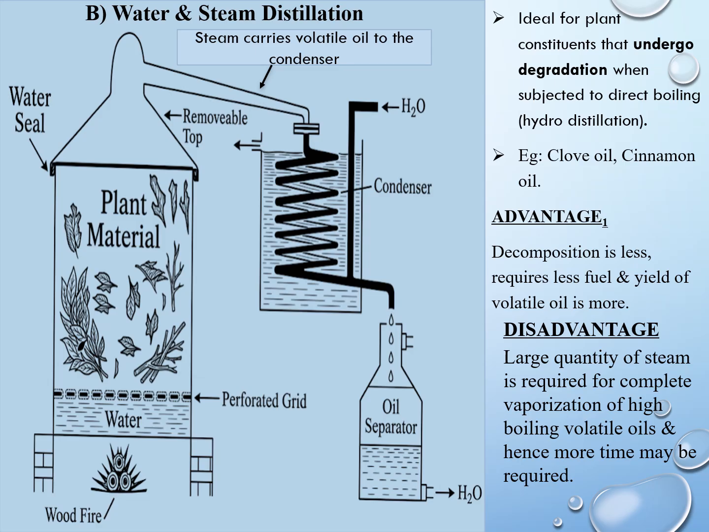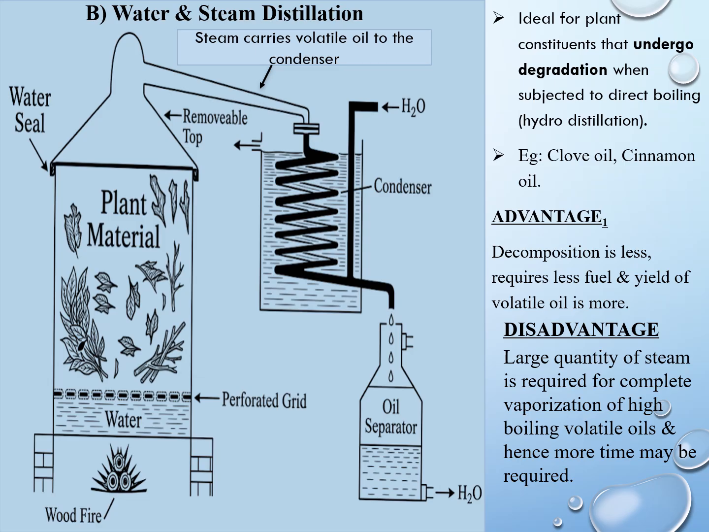So on heating the water, what happens? The water is converted into vapors, and the vapors are made to pass through the plant material. In the plant material, the volatile oils are present, and the property of volatile oils is that they are highly volatile in nature. So while passing the steam or the vapors through the plant material, what happens? The volatile oil, which is very volatile in nature, will vaporize. So the steam will carry the volatile oil vapors into the condenser.